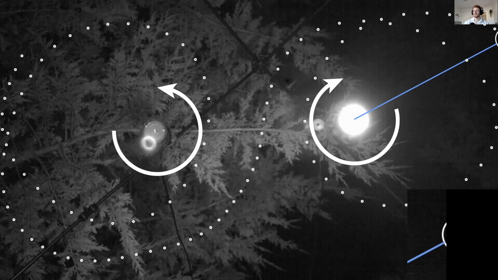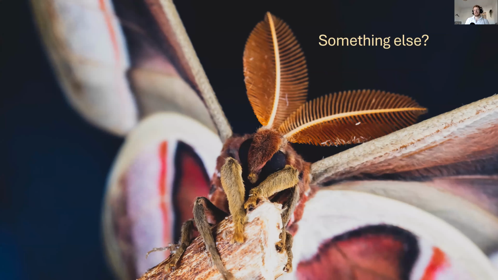So could it be something else? That was where we sat down and started thinking about other things about insect flight that could be confused by light at night, and the way in which insects process the environment so that they can fly.